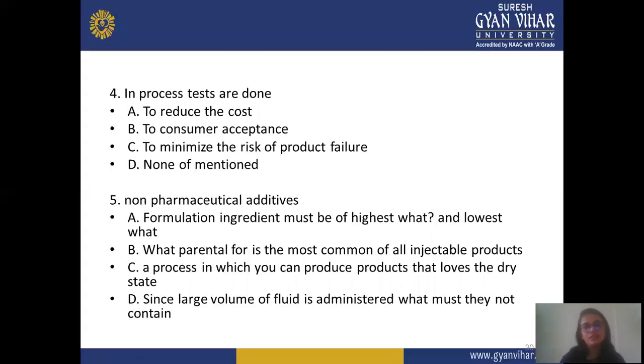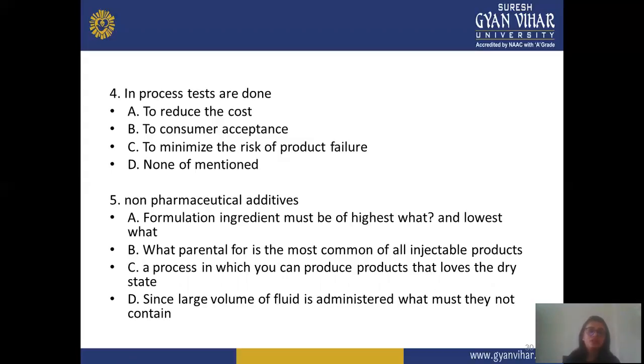Next: in-process tests are done mainly for what? Option A is to reduce the cost, or reduce the amount, that is, for economical purposes. Option B is consumer acceptance, acceptance by that particular consumer. Option C is to minimize the risk of product failure, that is, to reduce the product failure risk. Option D is none of the mentioned, meaning not options A, B, or C. So you can select any one option. In-process tests are done for what?